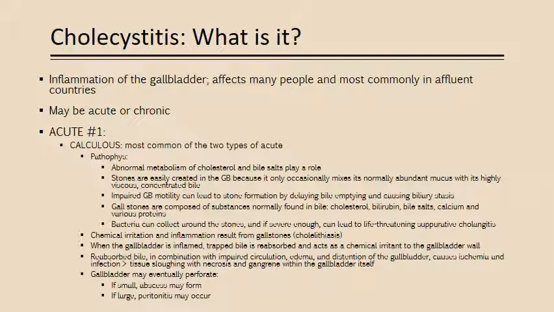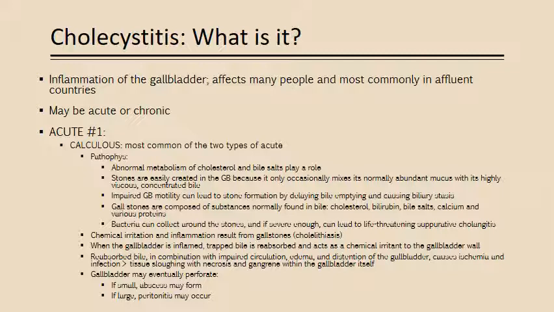It's the most common of the two types of the acute, and the pathophysiology of this one is abnormal metabolism of cholesterol and bile salts. The stones are easily created in the gallbladder because it only occasionally mixes its normally abundant mucus with its highly viscous concentrated bile. So it just sludges. It's kind of a stasis type situation. Impaired gallbladder motility can lead to stone formation by delaying bile emptying and causing that biliary stasis. So it just hangs around in there and clots up, not clogs up.